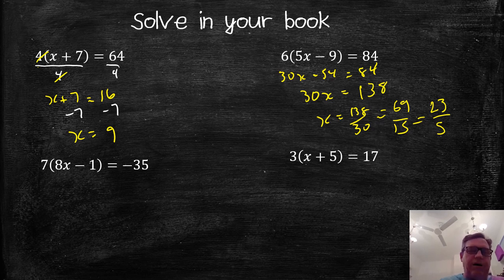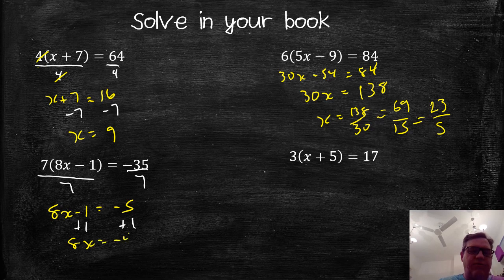Next one, do I want to multiply or divide? Well, we caused ourselves a problem by expanding last time, so how about we divide this time? 7 goes into minus 35. So 8x minus 1 equals minus 5. I'm going to add 1. 8x equals minus 4. I'm going to divide by 8, x equals minus 1/2. Remember, you can leave your answers as fractions, but they need to be simplified.